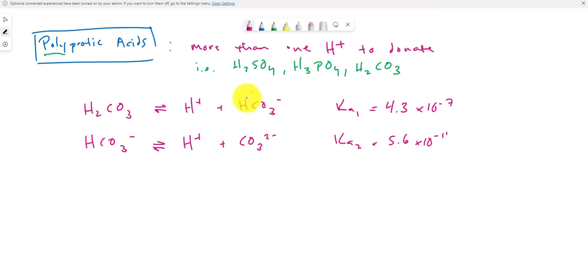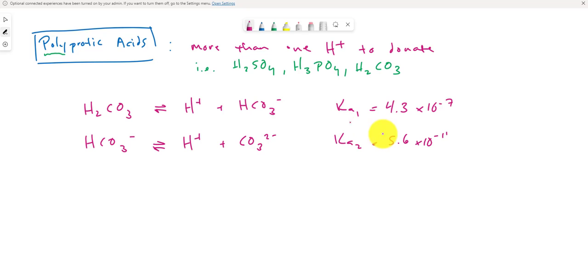Now this bicarbonate ion is what we call an amphiprotic species, because it can act both as a base, if we ran it in the reverse direction of the first reaction, or it can donate that extra proton in this direction. And of course that has its own Ka as well. We'll call this Ka2 because it's the second proton to leave, and that is considerably smaller.